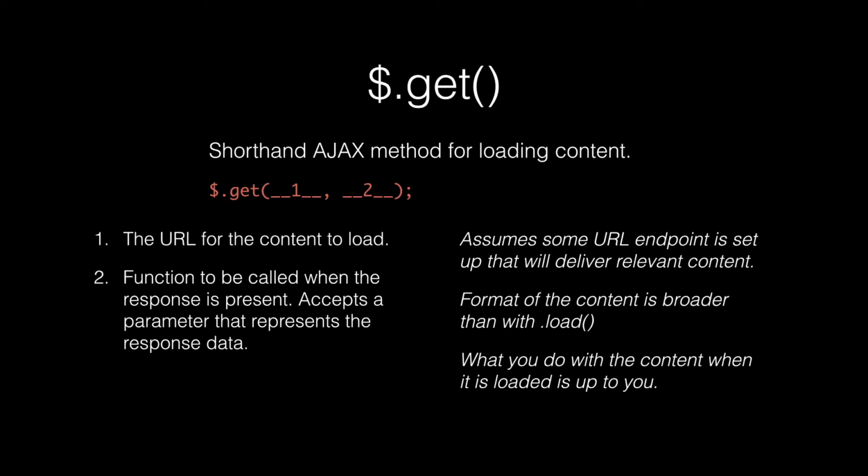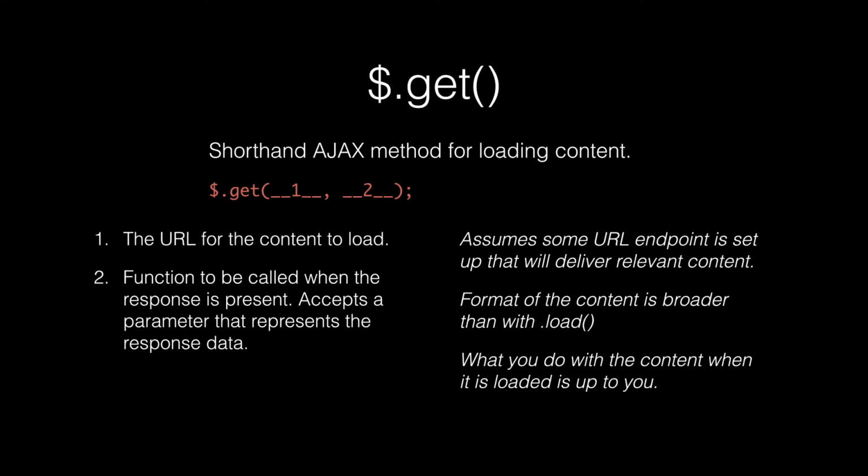So that's an anonymous function there in placeholder 2, and we're going to pass in a variable, data, that holds the data that we get back. Some things to note: this assumes that some URL endpoint is set up that will deliver relevant content. We can't just put any old URL in here. Those URLs or pages need to be either on our server so that we can access them, or set up to be actual data services.